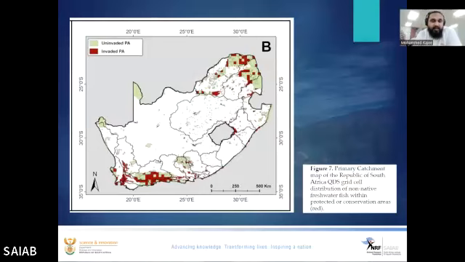Similarly, when we look at the distribution of non-native species in relation to the protected area network, we find that almost 47% of South Africa's protected areas have non-native species occurring in them.